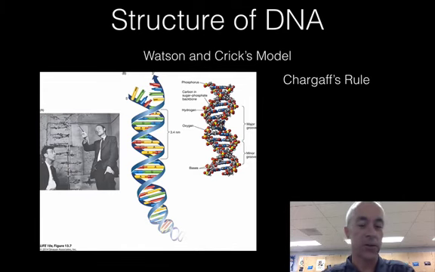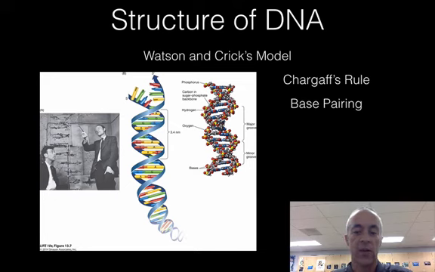And again, Chargaff's rule was something that really helped them fit together the final little pieces of this structure because it established what we now know as the rules of base pairing, which again says that adenine always goes with thymine and guanine always goes with cytosine and vice versa.